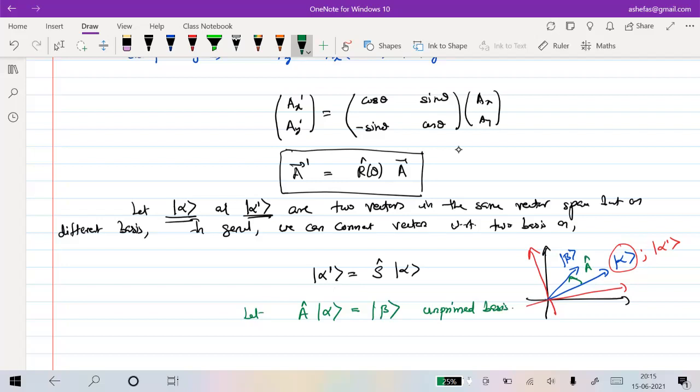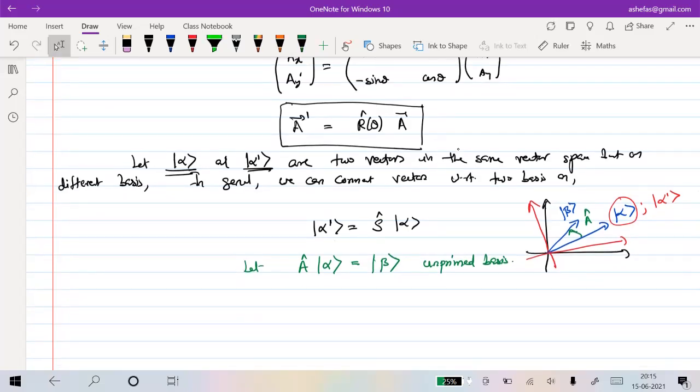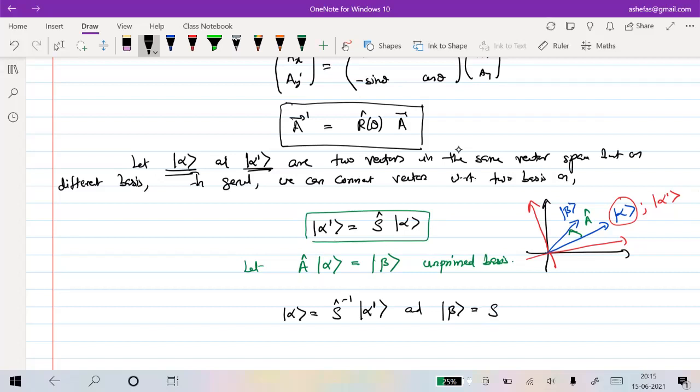Now how can we write the same mathematical equation in terms of the primed basis? When we go to the primed basis, we have to transform it. We know the connection between alpha and alpha prime. Then how can we write vector alpha? Vector alpha can be written as S inverse of vector alpha prime. Similarly, vector beta we can write as S inverse of vector beta prime. If alpha prime and alpha are connected this way, then beta prime and beta would also connect in the same way.